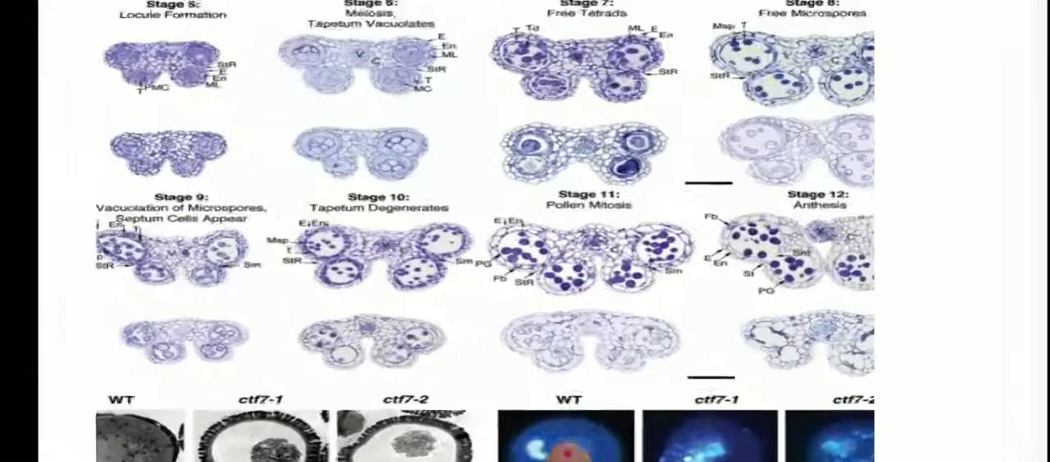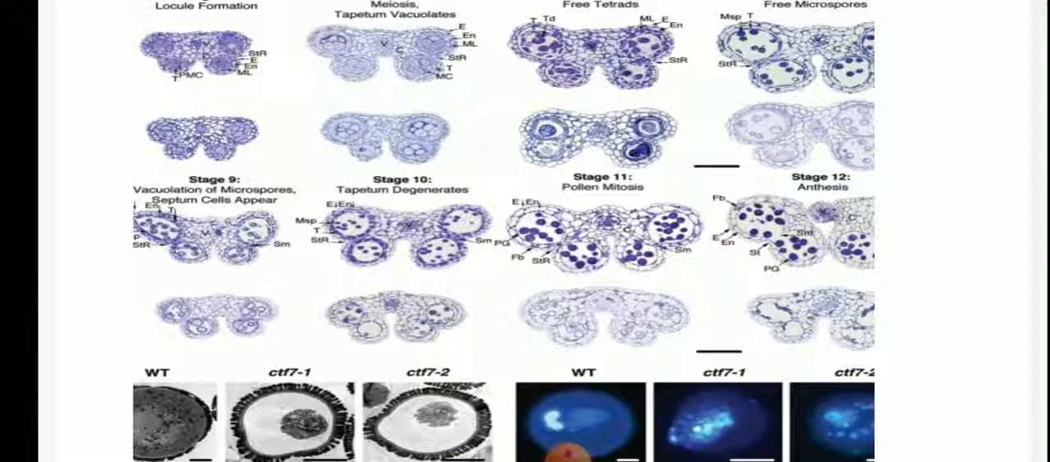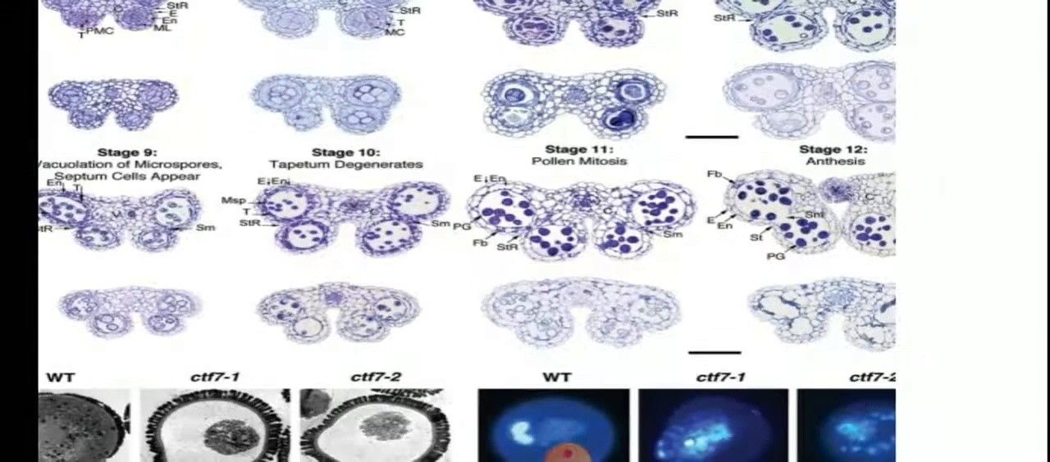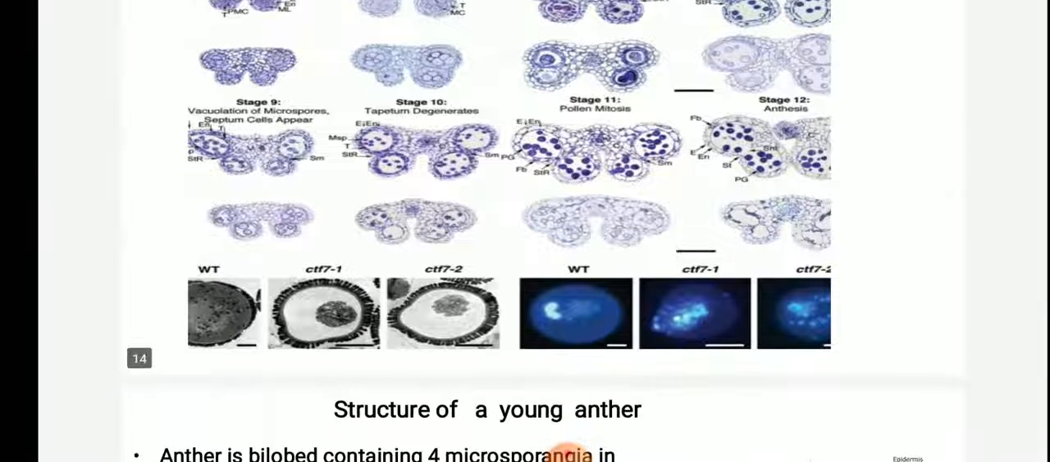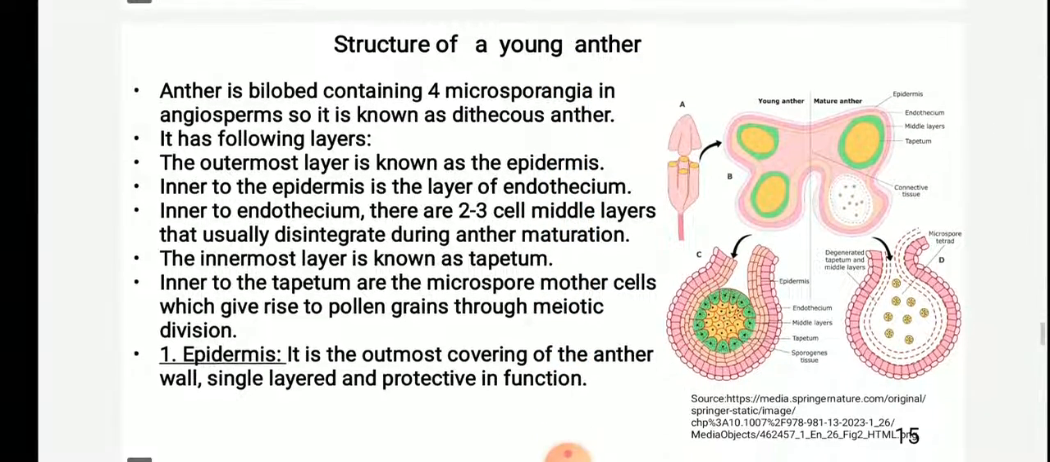So if you see this picture, you will know the gradual differentiation of the anther, how the 4 lobes are produced, how the wall of the anther is produced, how the microspore mother cells are formed, how they undergo meiosis, how the pollen grains are formed, how the pollen grains undergo mitosis to produce male gametophyte. All these things can be seen in this picture.